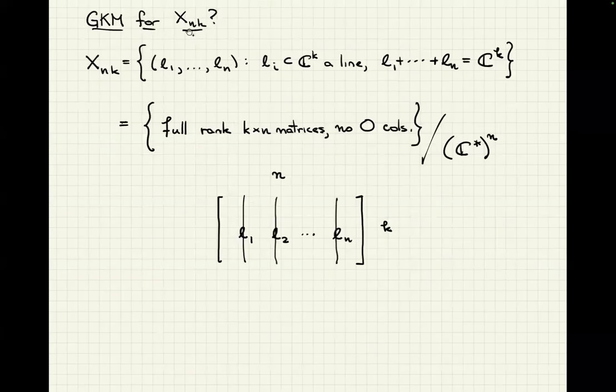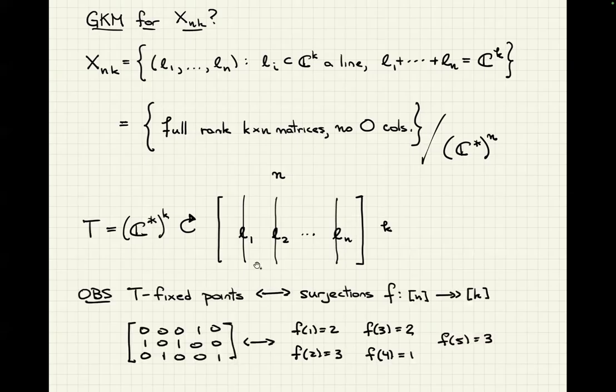Now, what about this space of spanning line configurations? So here I have X_{n,k}, right? And we're going to think about X_{n,k} as full rank k by n matrices with no zero columns, modulo a torus scaling the columns. So you have these lines in C^k. You put these lines in a matrix. Because I have lines, I can never have a column of zeros. And this matrix had better be full rank if I'm spanning. And now we can see this torus action just acting on the rows.